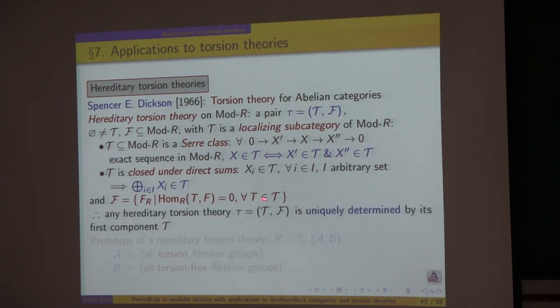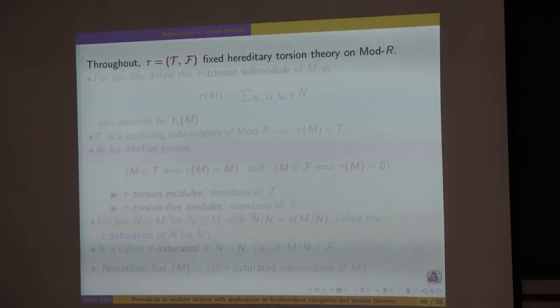Now, any hereditary torsion theory is uniquely determined by the first component. So, a prototype: we have to think that R is the integers, so abelian groups. We have two classes, all torsion abelian groups and all torsion-free ones. This pair is a hereditary torsion theory. And without this section, T will be a hereditary torsion theory.